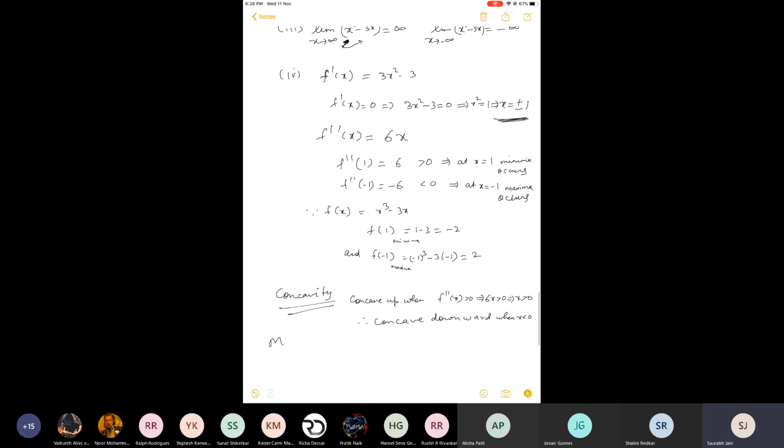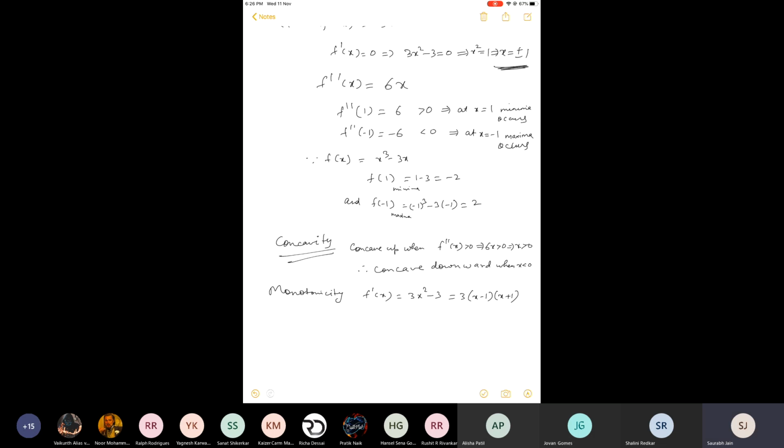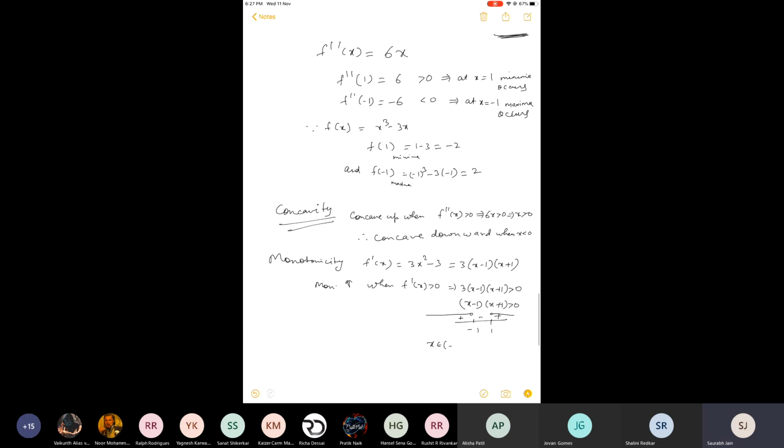What else is remaining? Monotonicity. That will be explained with the help of f dash x. Now f dash x is 3x square minus 3. Take 3 common. This will become 3 into x minus 1 into x plus 1. Now you know that the function is monotonic increasing when f dash x is positive. This means 3 into x minus 1 into x plus 1 is greater than 0. The wavy method will be used and you will get this interval as minus infinity to minus 1 union 1 to infinity. So in this interval the function will be increasing. Naturally in the remaining interval it will be decreasing. Therefore monotonic decreasing when f dash x is negative, and that is happening in the middle zone, so x is varying from minus 1 to 1.